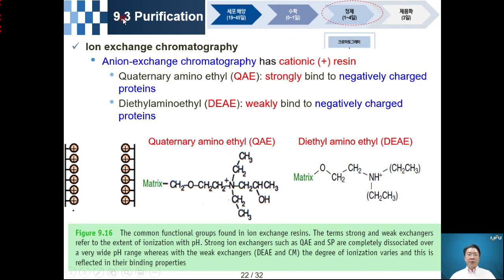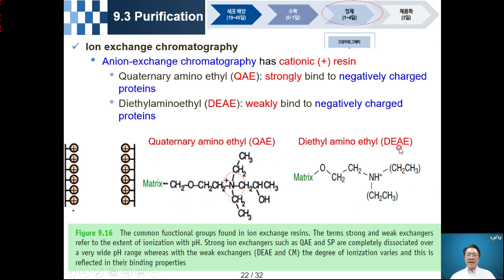Anion exchange chromatography has a cationic resin. They have a positively charged resin like this. Figure 9.16 shows the common functional groups found in ion exchange resins. The very famous cationic resins are QAE and DEAE. The first one is QAE. The full name is quaternary amino ethyl. Quaternary: first, second, tertiary, quaternary amino ethyl. So it has a positive charge like this.